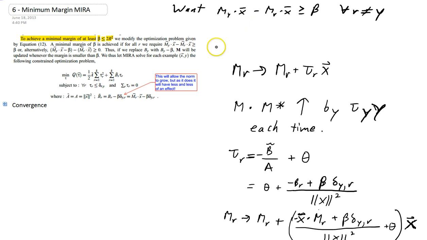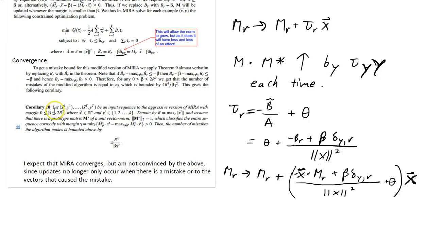And so they've got their notation for basically saying that same thing. They've replaced their b with this b tilde, which has, in the case that y is r, minus beta. And so that's the basic idea. Hopefully that makes sense.